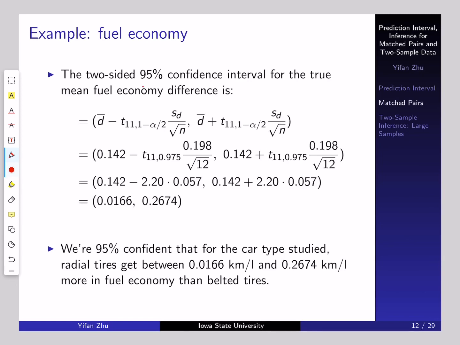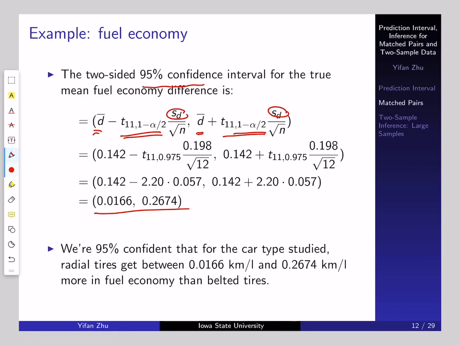And the two-sided 95% confidence interval is just using the formula for the one sample 95% confidence interval. Because it's two-sided, we use a 1 minus alpha over 2 quantile, and we plug in the sample mean and the sample standard deviation. Now both of them are for the differences. Then this is our 95% two-sided confidence interval.